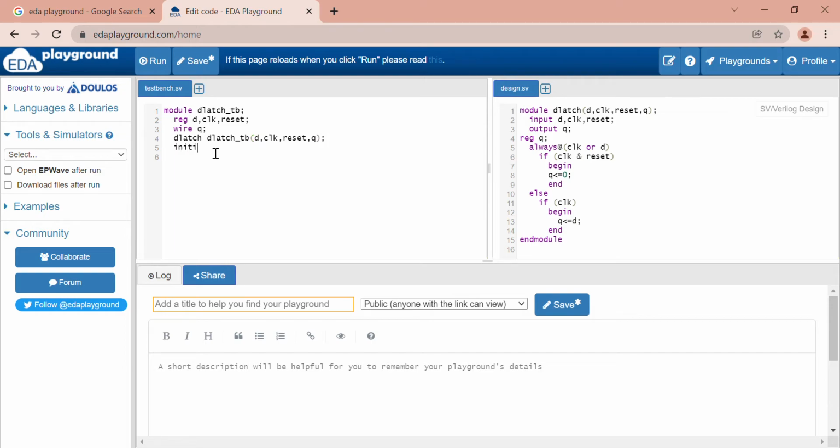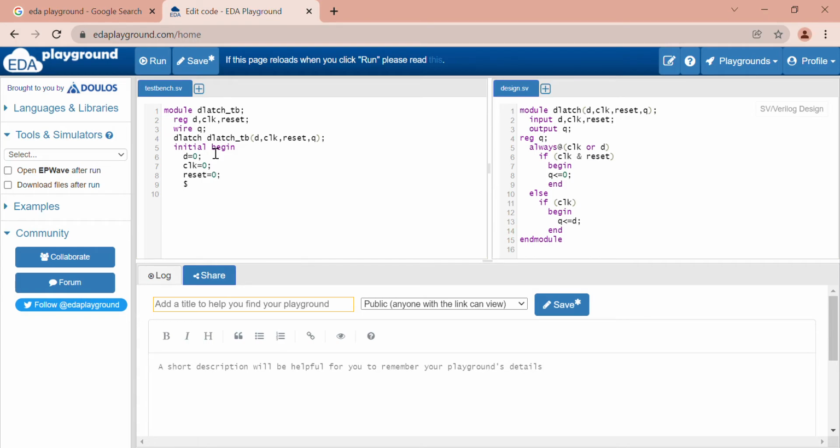Initial, begin. We have used initial just to start our code. D equals 0, giving the initial values. Clock equals 0. Reset pulse we are giving after giving this initial value 0.